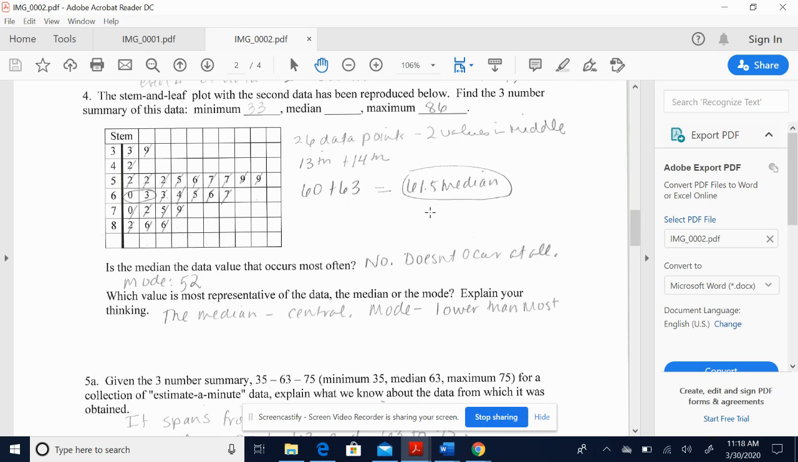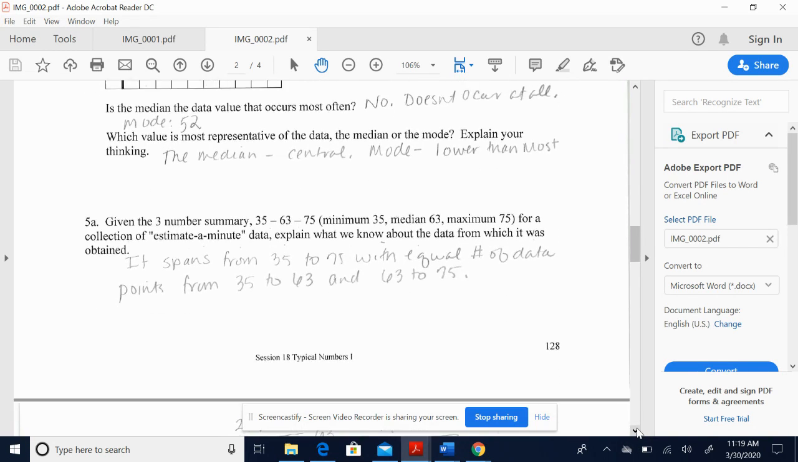If we look at the mode of this one, it is 52. So we have 1, 2, 3 results that are 52. So which value is most representative of the data? Absolutely the median. The mode is kind of on the lower end of the data. If this was somebody's grades, they wouldn't want you to give them a 52. That 52 would not be representative of what their score typically is. The 61.5 would be a better fit for that because it's more in the middle. The mode is lower than most scores.